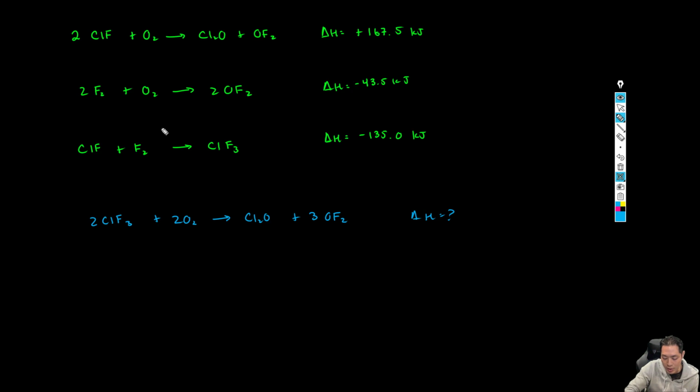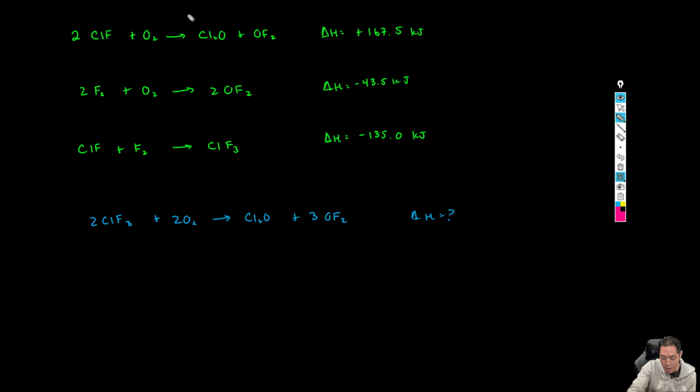What we want to do is match it up, either flip it or change the coefficients, and eventually have them cancel out to give us this final one, and then we can manipulate the delta H's as well. What I usually like to do is look for certain things. Things like oxygen or fluorine, I'm going to try not to worry about until the end. But when you see something as complicated as ClF3 or Cl2O and then OF2, you want to focus on one at a time. So let's focus on the first one, ClF3.